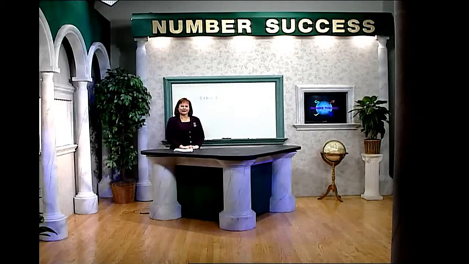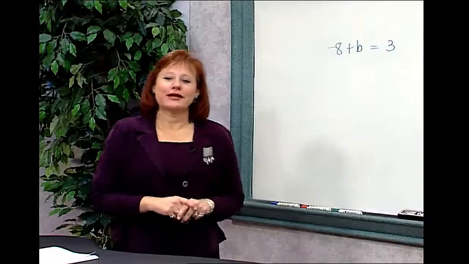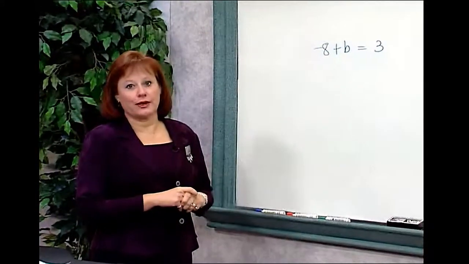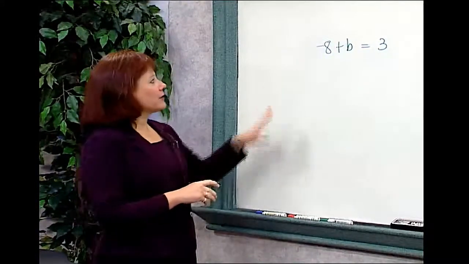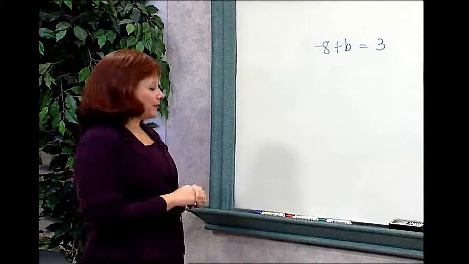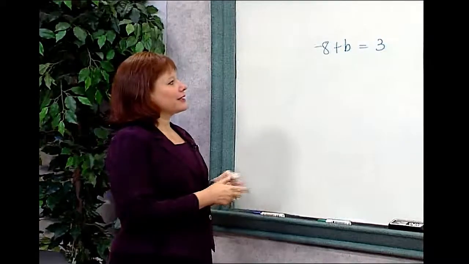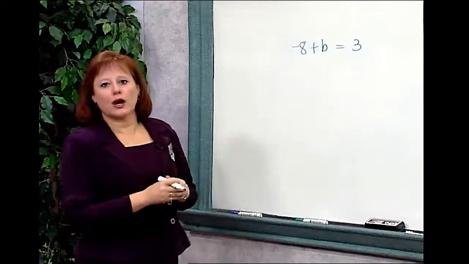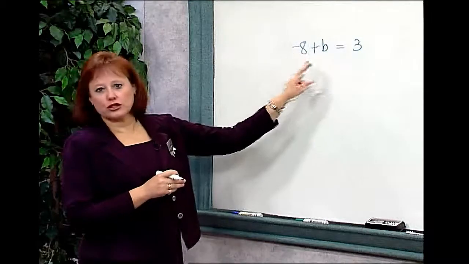Solving equations using addition. We're going to solve some equations using the addition property, and we're going to keep in mind the lesson that we learned from the balance scale. I've written an equation on the board here, -8 plus b is equal to 3. In this problem, b is the unknown. This is the variable that I want to solve for. I want to find out what the quantity is that will make this equation true.